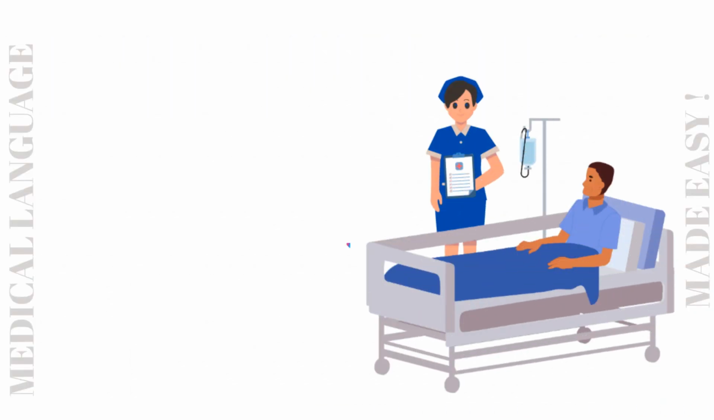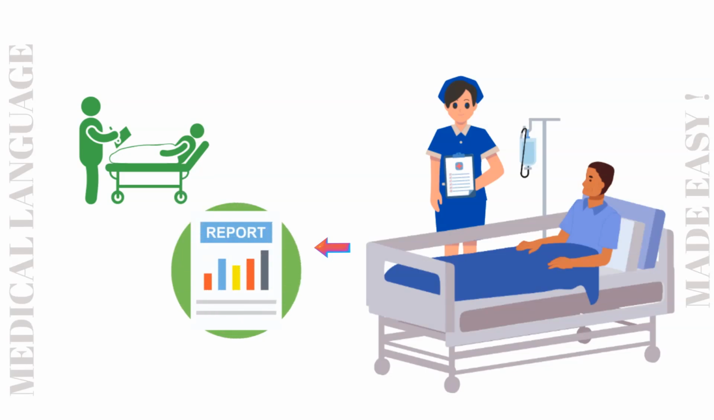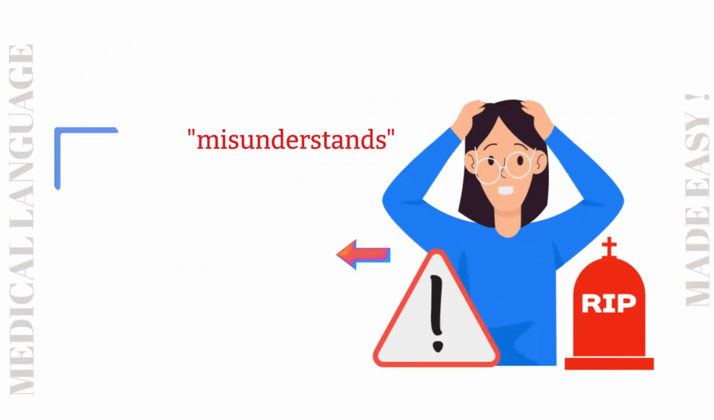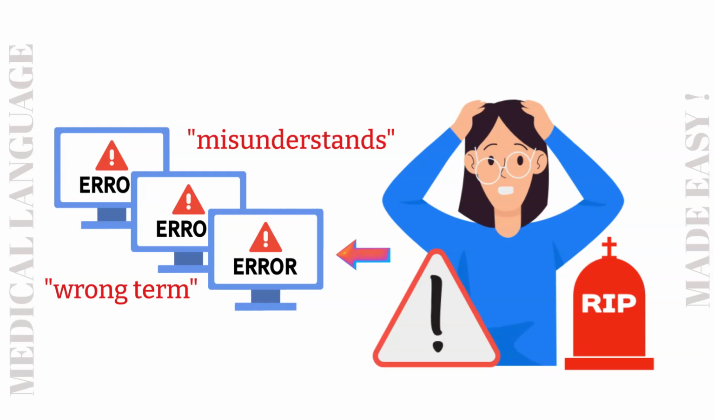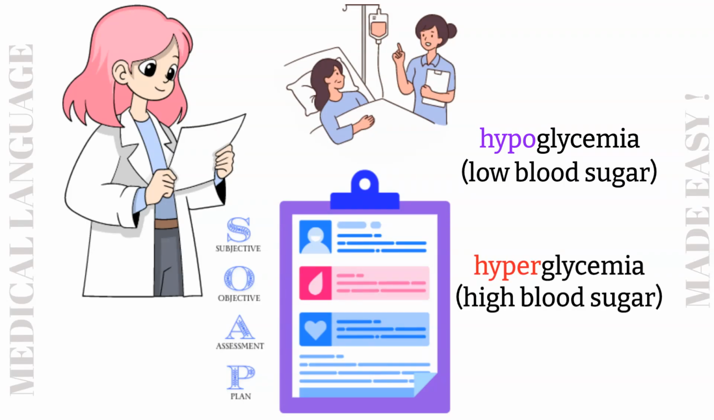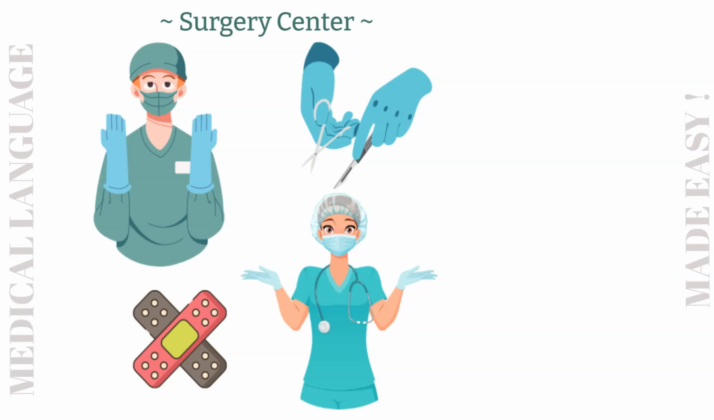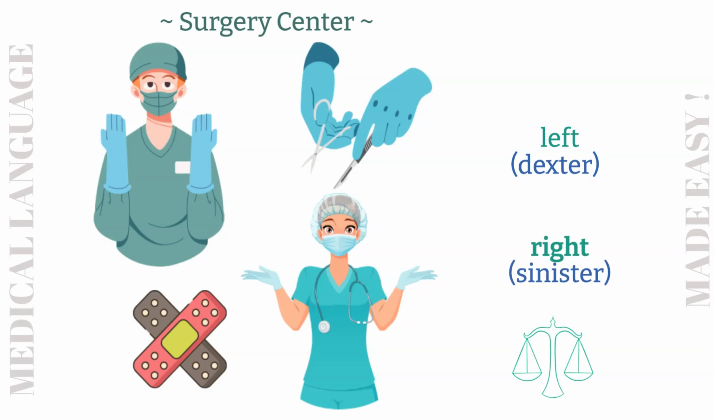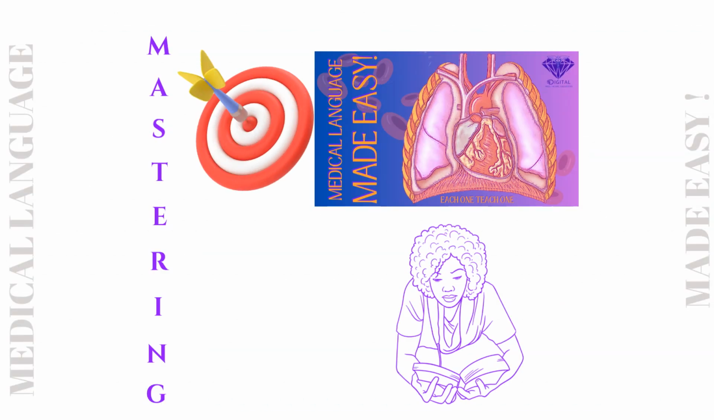First, consider a nurse taking a patient's history. If the nurse misunderstands a term or uses the wrong term, it could lead to incorrect treatment. For instance, confusing hypoglycemia, which is low blood sugar, with hyperglycemia, which is high blood sugar, could result in the administration of the wrong medication, with potentially dangerous consequences. Next, think about a surgeon preparing for an operation. If there's a miscommunication about the site of the surgery, say left versus right, the consequences could be disastrous. This is why precise medical language is not just important, but essential.